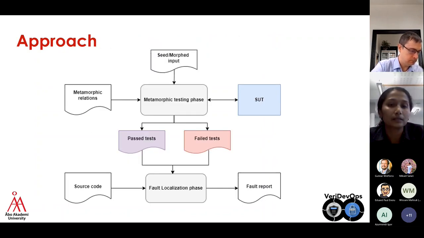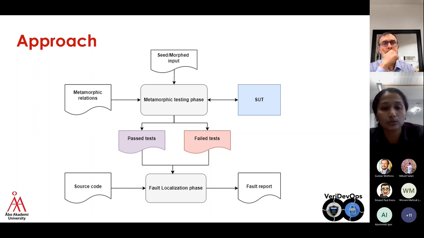The approach has a metamorphic testing phase in which we define a metamorphic relation for the system under test. We have a seed output and a morphed output, and we use this test input against the system under test and derive a set of passed and failed tests. This goes as the input to the fault localization phase, which also takes the source code and generates a fault report, which would be helpful for the developer in program analysis and debugging.